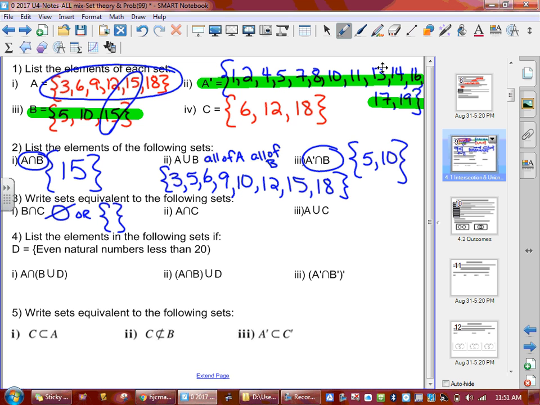A and C. What about A and C? So I'm now going from A, I'm going to highlight it in yellow, and set C highlighted in yellow. So what do those sets have in common? All three numbers. So how would we describe that then? Yes, C is a subset of A because everything in C is inside A. Well done.